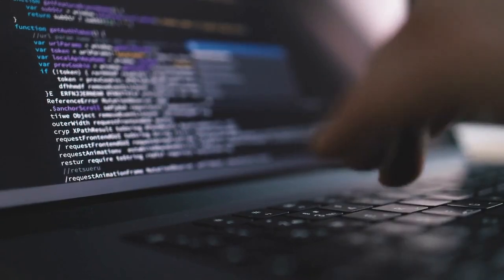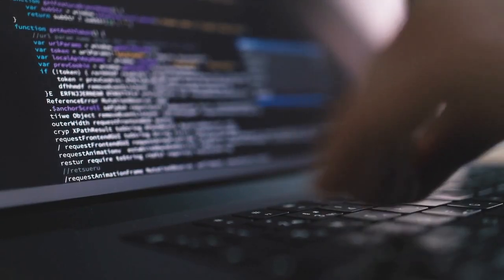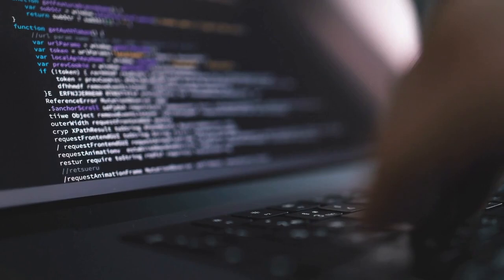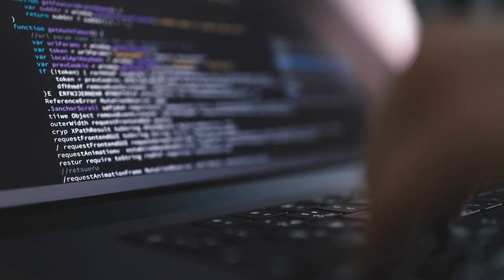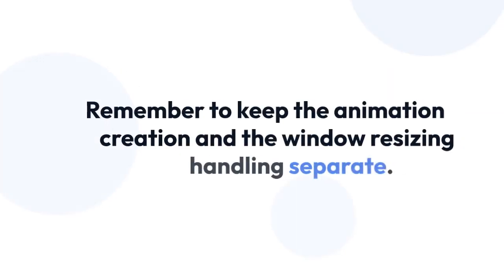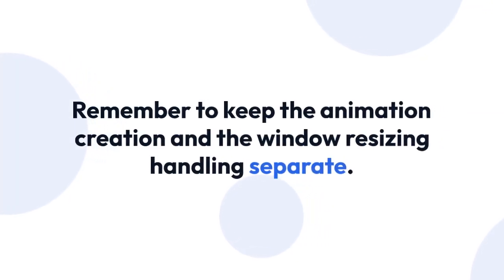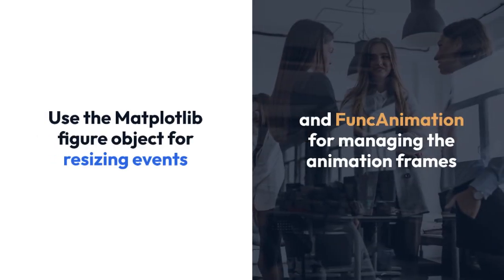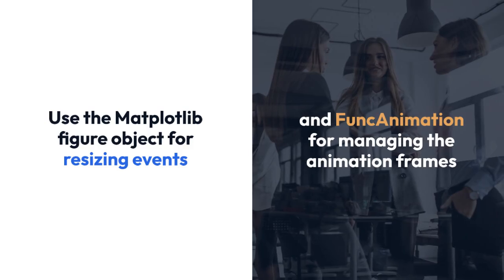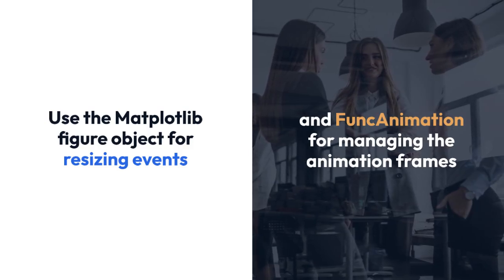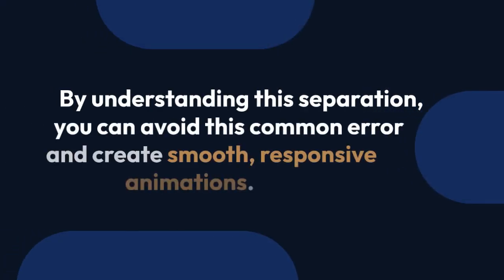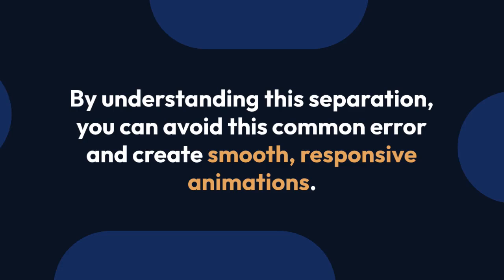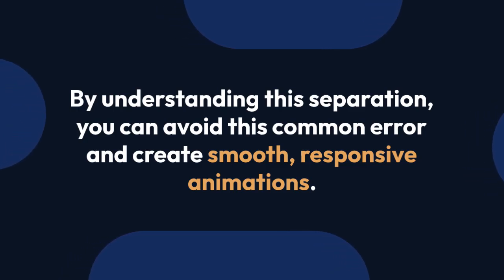Remember to disconnect the event handler using fig.canvas.mpl_disconnect(cid) when you're done with the animation to prevent memory leaks. In essence, remember to keep the animation creation and the window resizing handling separate. Use the Matplotlib figure object for resizing events and FuncAnimation for managing the animation frames. They are distinct aspects of your Matplotlib application. By understanding the separation, you can avoid this common error and create smooth, responsive animations.